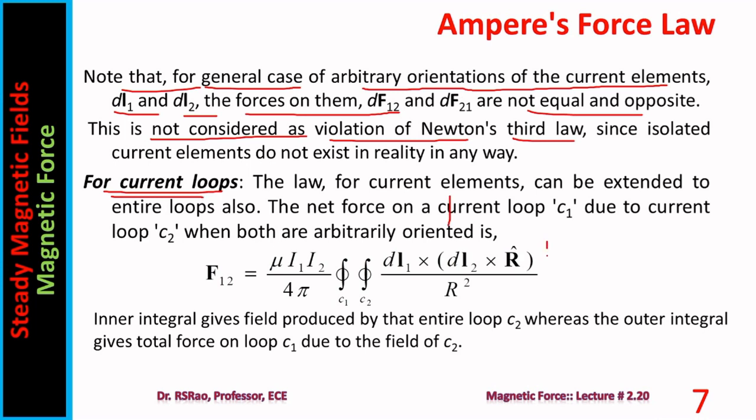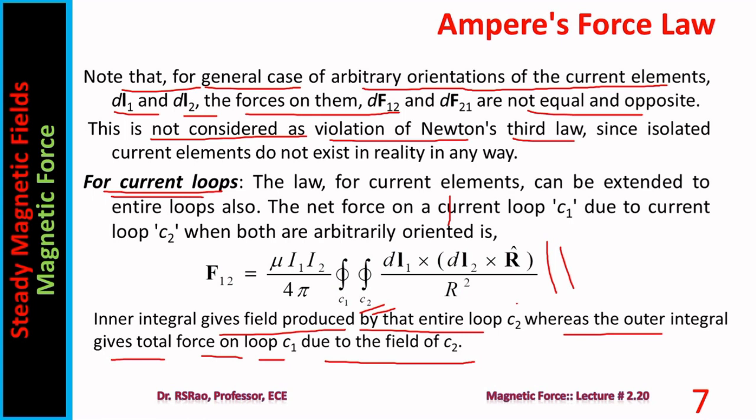Now, the resultant expression becomes this one. F12 is mu I1 I2 by 4 pi, integral twice, dl1 cross dl2 cross r cap by r square. The inner integral gives the field produced by the entire loop C2, whereas the outer integral gives the total force on loop C1 due to the field of C2. Here, it is required to be mentioned before going further that Ampere's force law can be easily derived from Lorentz Force Law with the help of Biot-Savart law. In other words, Lorentz Force Law combined with Biot-Savart law is able to provide Ampere's force law.